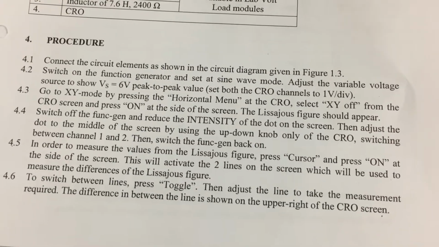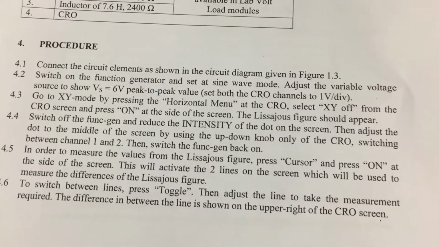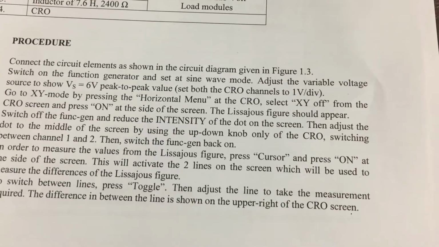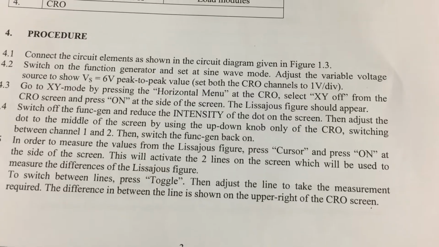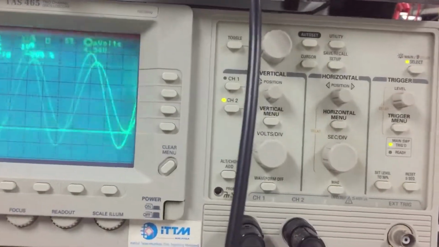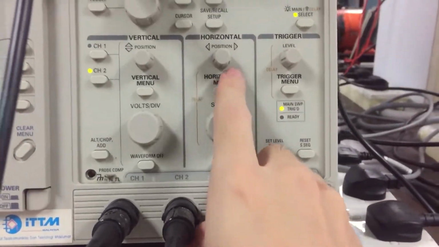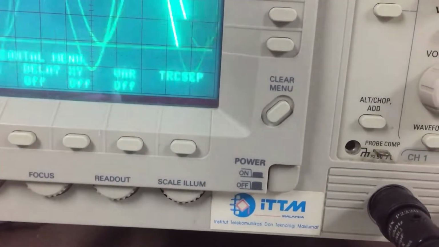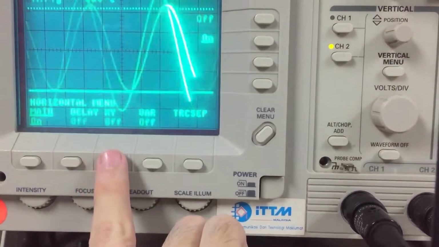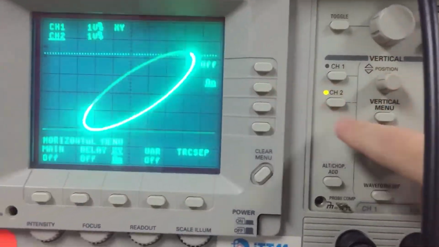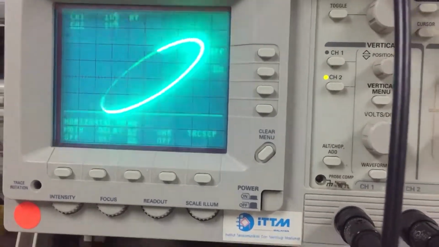Now for step 3, go to the XY mode by pressing the horizontal menu at the CRO and select XY off from the CRO screen and press on at the side of the screen. The Lissajous figure should appear. Now we are pressing the horizontal menu, which will show the XY mode over here, and then we click on the XY mode and press on. So the Lissajous figure has appeared.